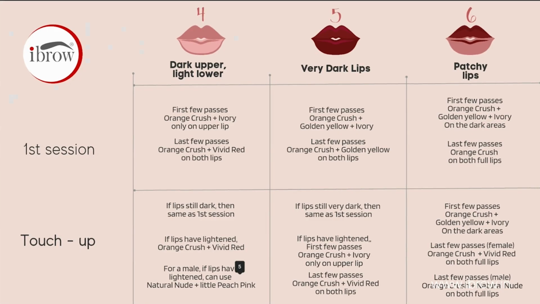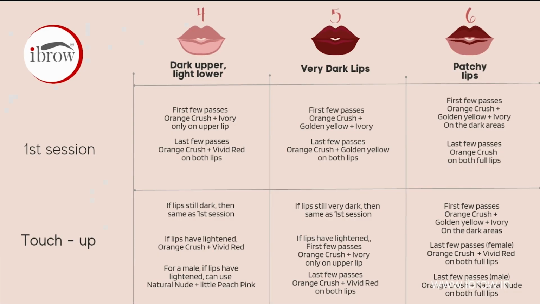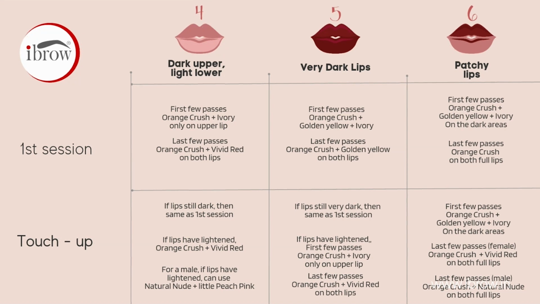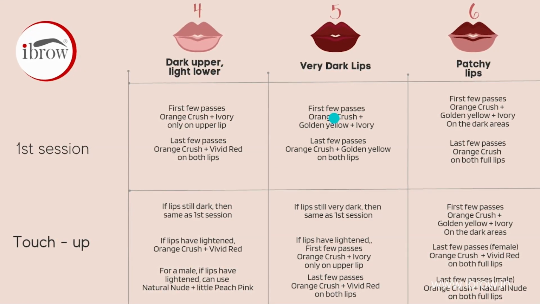Now we come to lip type number 5, which is very dark lips, but once again uniformly dark, not very common here in India, more common in the African subcontinent. Upper lip and lower lip both are very dark. In this case, in the first session, first few passes of Orange Crush, Golden Yellow and Ivory.